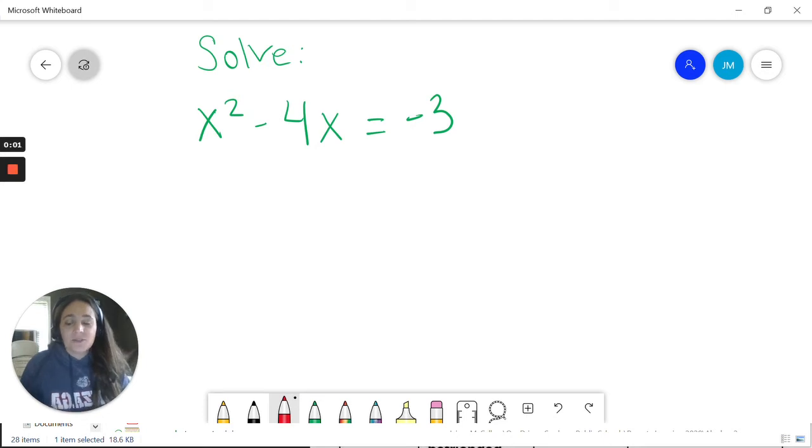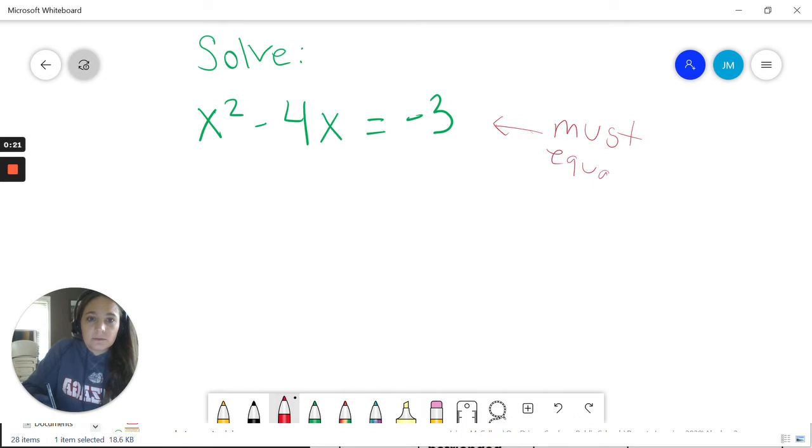All right, so here's another example that we are going to solve by factoring. First, I notice that we are equal to -3. You cannot use the zero product property unless the equation is equal to 0. So I'm going to make a little note here. This must equal 0. So if the equation does not equal 0, we have one step we have to do before we get to start factoring.